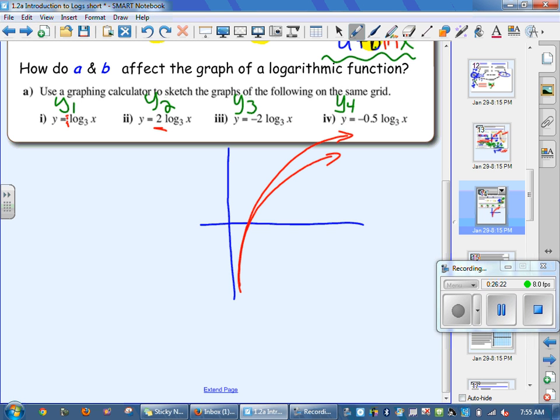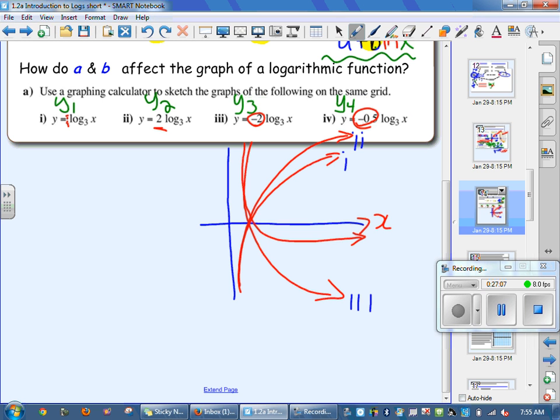On the third example here, I've got a -2. That -2 means it's going to go down below, and again, it's going to be further away from our x-axis. The one that says -0.5 is going to be lower, but again, it's also going to be closer to the x-axis. So the smaller numbers are closer to the x-axis, the larger numbers are farther away from the x-axis. So we had graph 1, then graph 2, graph 3, and graph 4. Okay, moving on.